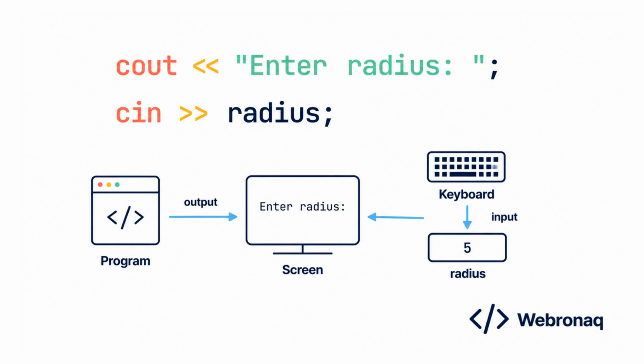The second line uses cin, character input, with two greater than signs called the extraction operator. This one works in the opposite direction. It pulls whatever the user types from the keyboard buffer and stores it into the radius variable. The arrows literally point the way the data is moving, out to the screen, in from the keyboard. There's something elegant happening here. The cin operator is smart enough to look at the type of the variable on its right, and parse the keyboard input accordingly. Since radius is a float, it reads the typed characters and converts them into a floating point number before storing them. That conversion from a string of digits to a binary float is happening silently in the background every single time. Now that we have the radius sitting in memory, it's time to do the actual math.